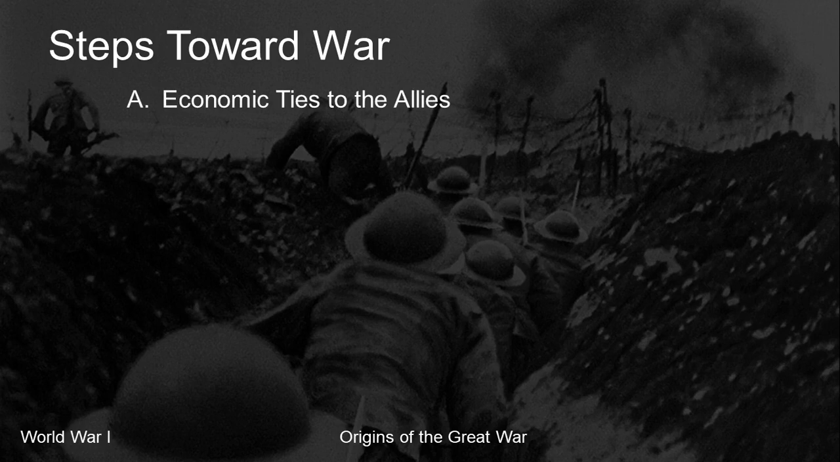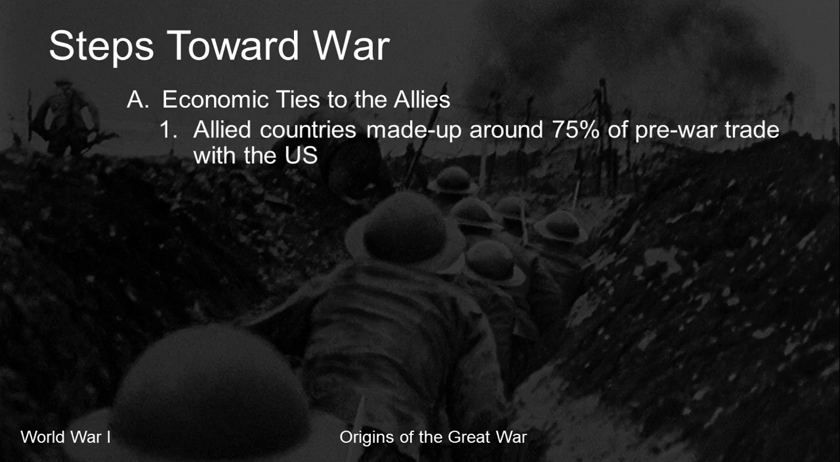Okay. So our first reason that we start moving toward war is our economic ties to the Allies. Okay. Thinking mostly Britain and France here. Prior to the war, the Allied countries made up approximately 75% of international trade with the United States. Okay, so 75% of the stuff we send out in the world is going to those Allied countries, which leaves the other 25% not only the Central Powers, but also the other nations around the world that are not involved in this.